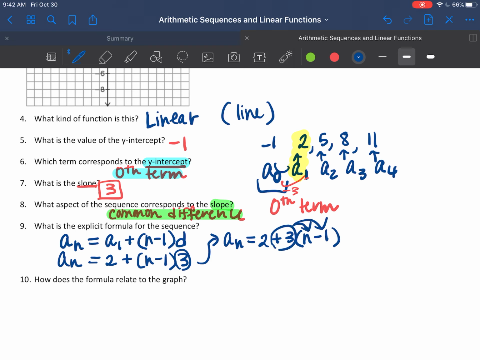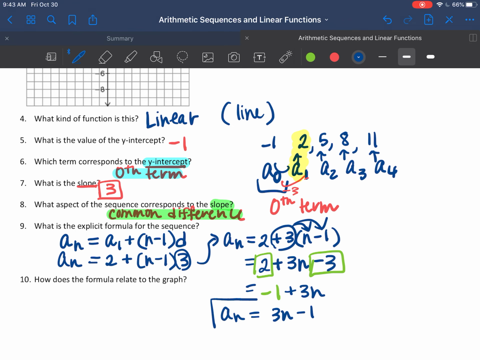And then when I simplify it, it's easier for me to distribute from the left. So 3 times n is 3n, 3 times -1 is -3. Now we have some common terms. 2 minus 3 would give us -1. Or if we wanted to put the 3 in first, we would have 3n minus 1. And so our explicit formula would be a sub n equals 3n minus 1.